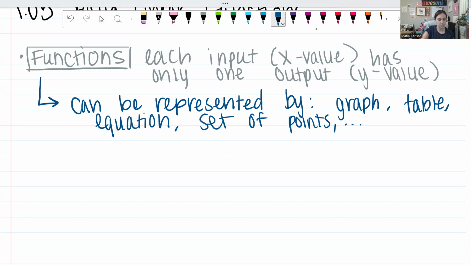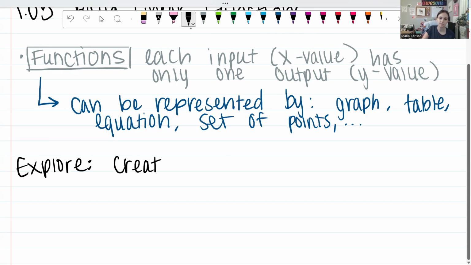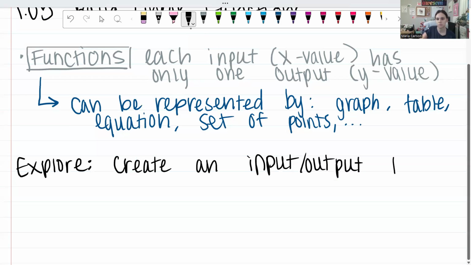So I want to begin by exploring a little bit. I'm literally calling this explore. We're going to create an input-output table for the function.